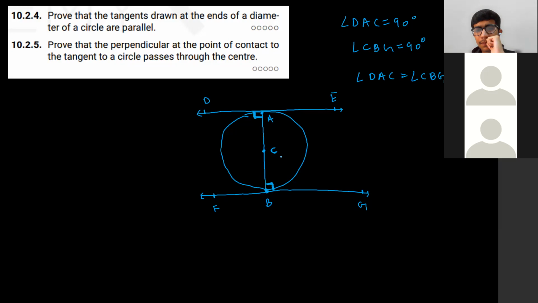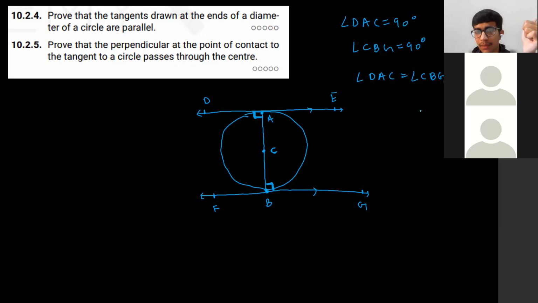Yes, sir. So alternate interior angles तभी exist करते हैं जब दो lines parallel होती हैं. So अभी हम लोग क्या बोल रहे हैं, क्योंकि ये दोनों angles equal हैं and they are also alternate interior angles, therefore we can say that DE will be parallel to FG.